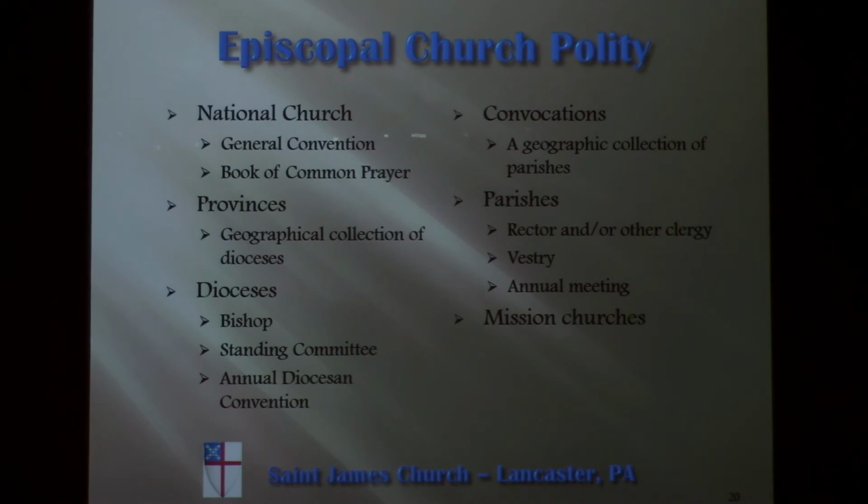And you can see this layered hierarchy from the national church down to parishes and even to mission churches, which are under the direction of the bishop. But you also see how it's democratic, in that the governing bodies, from vestry to standing committee of the diocese, all the way up to general convention and the national church, are all elected by the people.